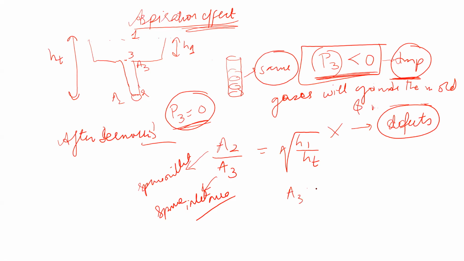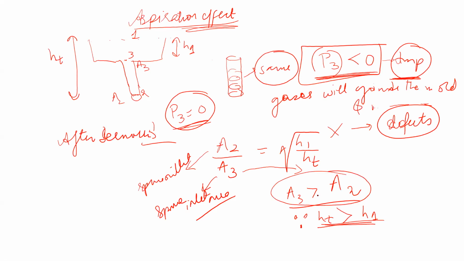A3 is greater than A2. Why? Because A3 is proportional to HT, and as we know, HT is greater than H1. So by basic mathematics, we can conclude that A3 is greater than A2.